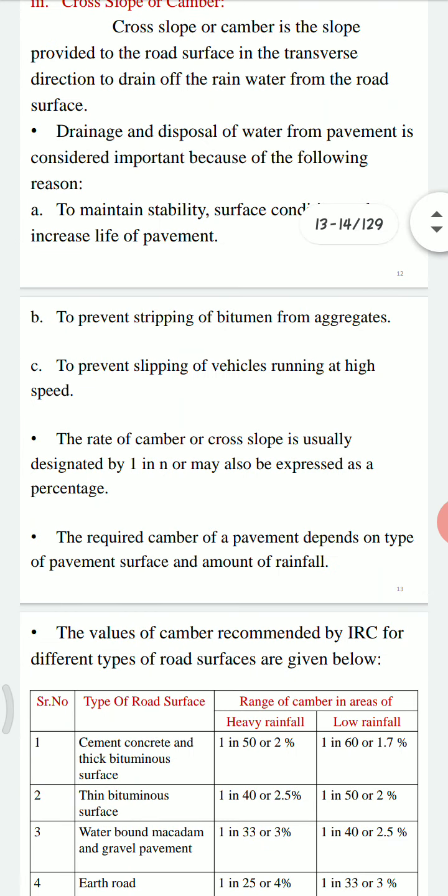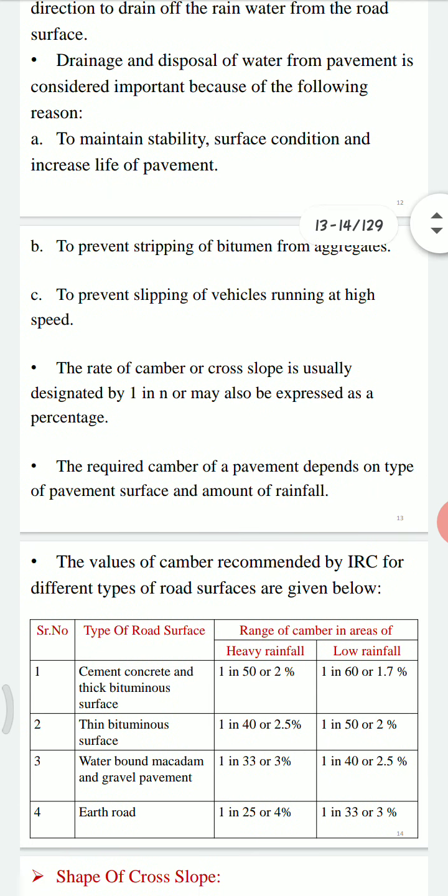And one more reason is to prevent the slipping of vehicles running at high speed. If we provide a flat surface, the vehicle may slip due to the centrifugal force. So that's why this camber is provided. Some amount of centrifugal force is to be resisted by this camber. This is also one of the reasons for providing the camber.